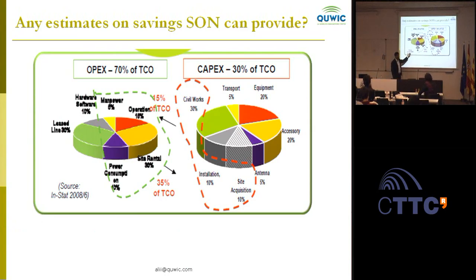There is some forecast analysis based on these components of OPEX, which would be affected, potentially by SON. Which one? Manpower. The manpower, can you get rid of that? Operation. All right, okay. Site rental.